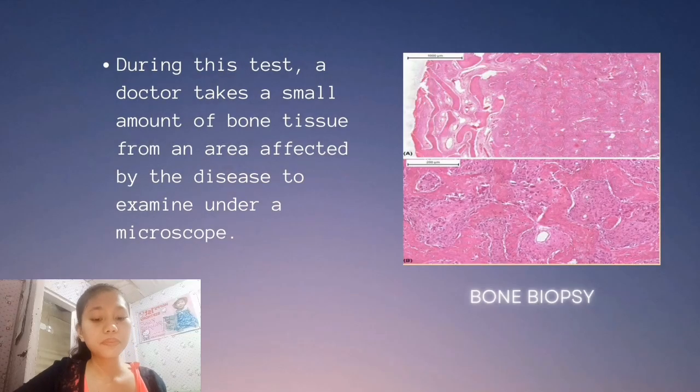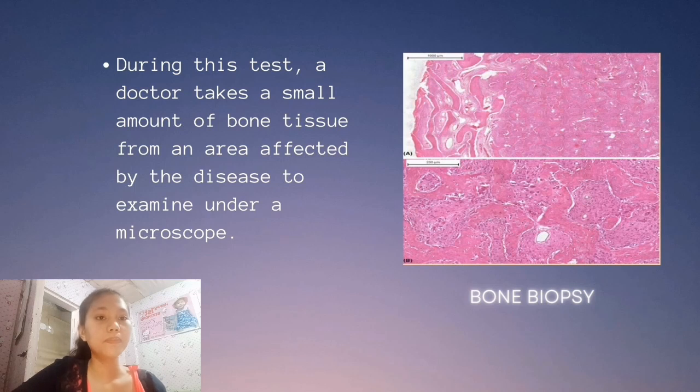So, next is the bone biopsy. During this test, a doctor takes a small amount of tissue from the area affected by the disease to examine under a microscope. By taking a small amount of bone tissue, they use a needle biopsy to establish a diagnosis of fibrous dysplasia, especially in monostotic cases. This type of procedure is one in which samples are removed from the body by a needle.